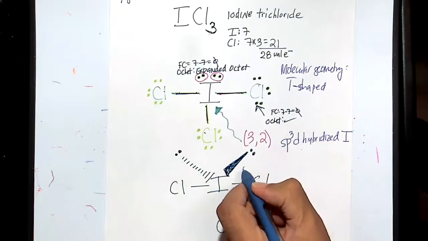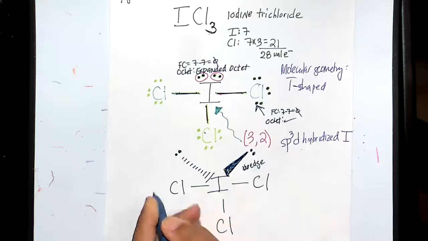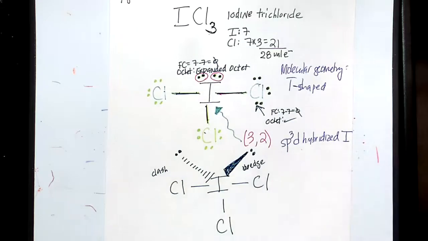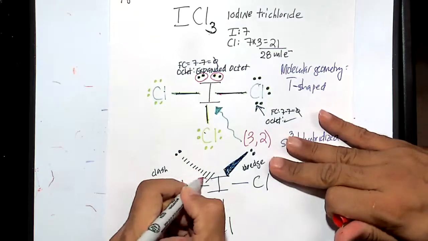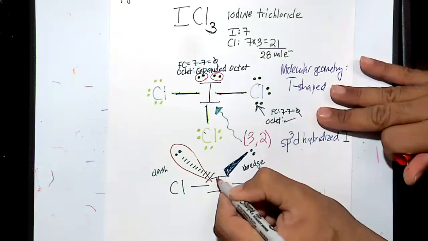So this bond once again is called wedge. Wedge, and this bond is once again called a dash. Dash means it's coming away from you. Wedge means it's coming towards you. So this is where one lone pair is. Okay. Just put it in its little lobe.